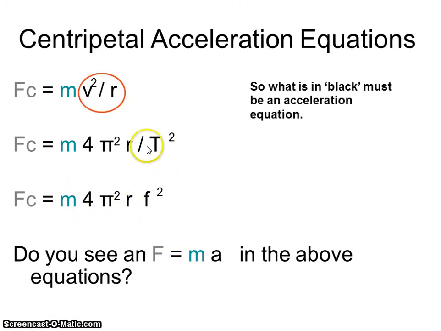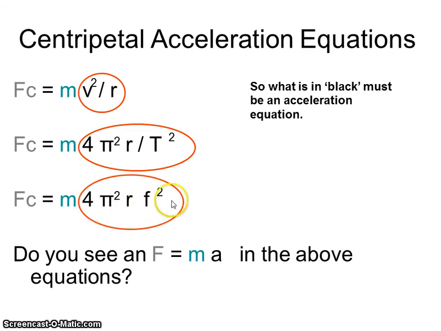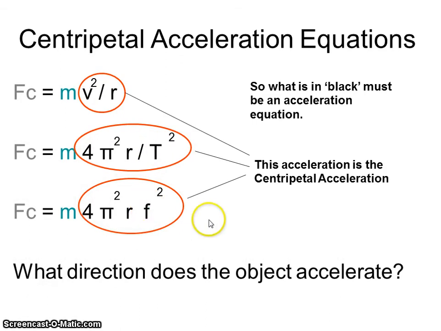So look at what we have. We have an acceleration equation, V squared over R, because F equals M times A. So this must be an acceleration equation. All three of these are acceleration equations. How do you use them again? Same idea. This has velocity, this has the period, this has the frequency. So we have three centripetal acceleration equations and three centripetal force equations.